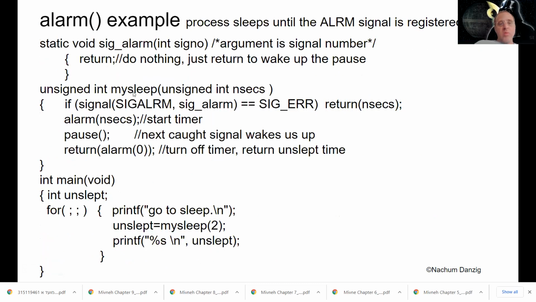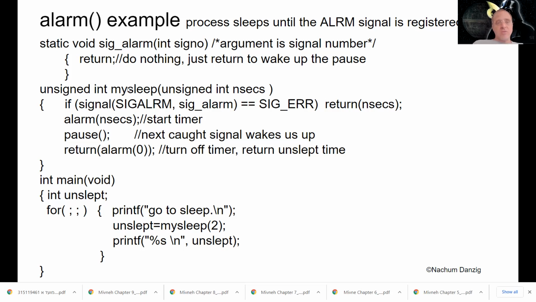So SIGALRM would normally kill me, would normally make me die, but what I did instead was to say return, do nothing. So there's no line in here that kills me, so it's going to do this function and not die. So that's what I do. I say, first of all, when the alarm occurs, do this function, which does nothing. Then I say, set an alarm for n seconds. What's n seconds? That's whatever value I got.